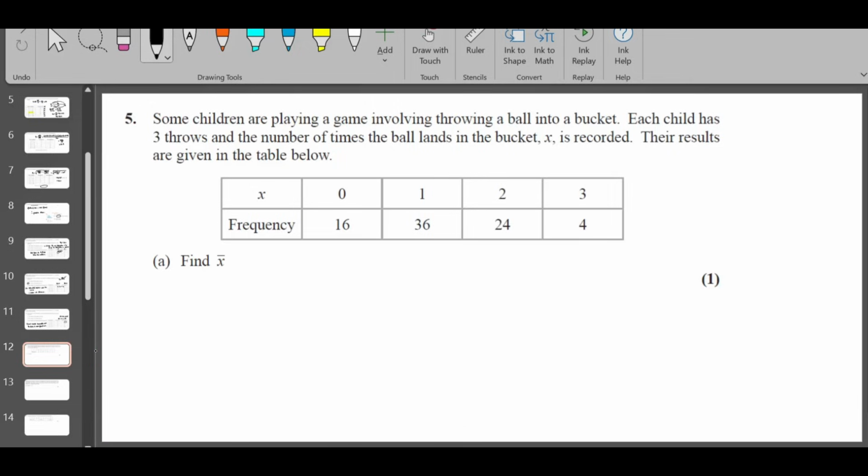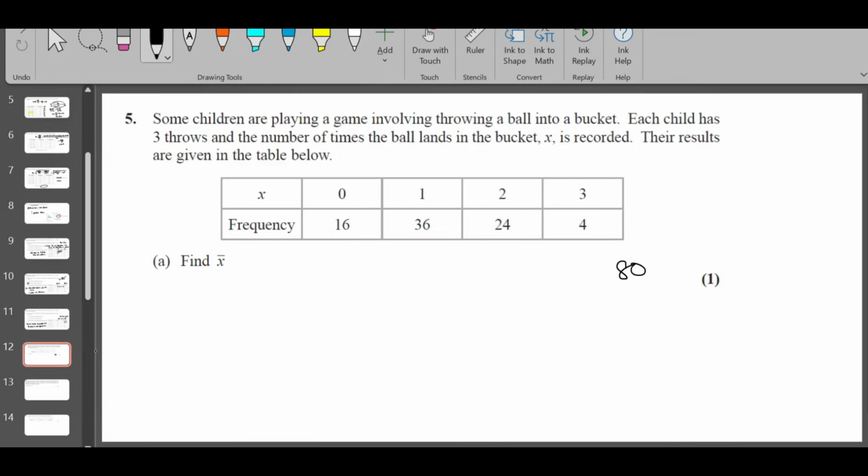Some children are playing a game involving throwing a ball into a bucket. Each child has 3 throws, and the number of times the ball lands in the bucket, X, is recorded. That means there are many children actually. How many of them? 16 plus 36 is 52, plus 24 is 76, plus 4. There are 80 children actually.